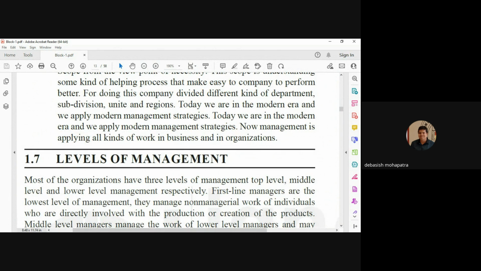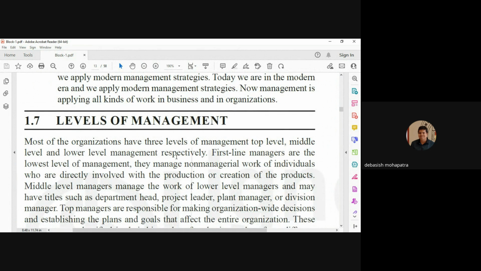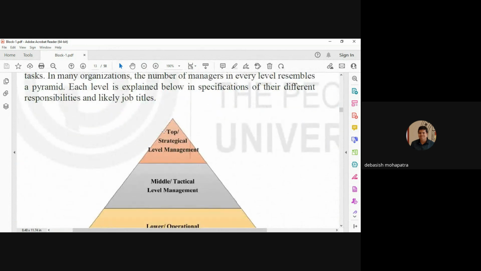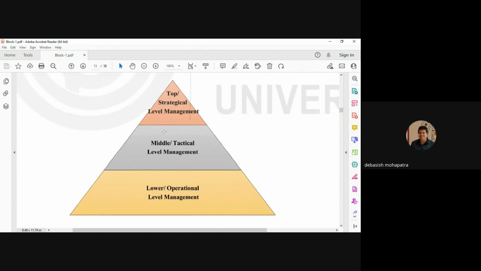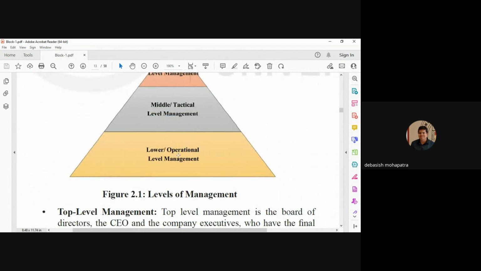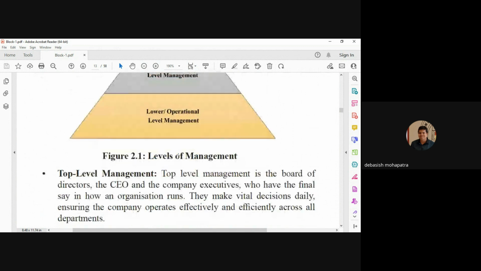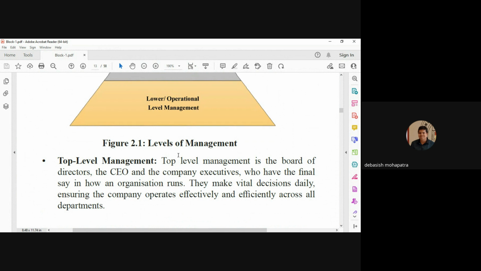Then what are the levels of management? Most of the organizations have 3 levels of management: top level, middle level and lower level respectively. So top level is for strategical level management, middle is for tactical level management and lower level is for operational level management. The top level management is the board of directors, the CEO and the company executives who have the final say in how an organization runs. They make vital decisions daily, ensuring the company operates effectively and efficiently across all departments.